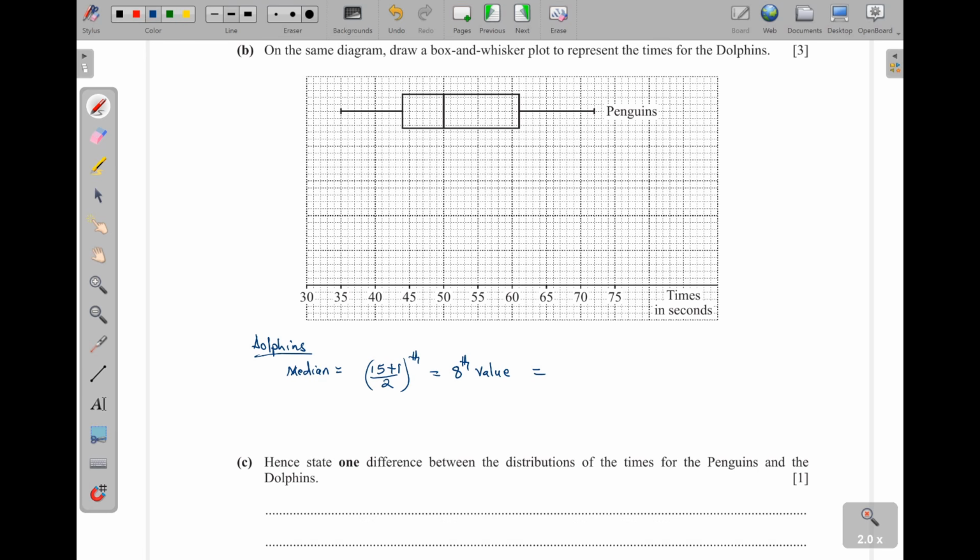How about the Q1? A quarter, lower quartile. So it's a quarter of the 15 plus 1. So 16 divided by 4, that is 4th. So this one will be the 4th value. And then the upper quartile, Q3, 3 over 4. A quarter is that number which divides the given distribution into 4 equal parts. So this one will be 12, the 12th value. Okay, now we want 8th, that is for median, then 4th for Q1, and then 12th for Q3.